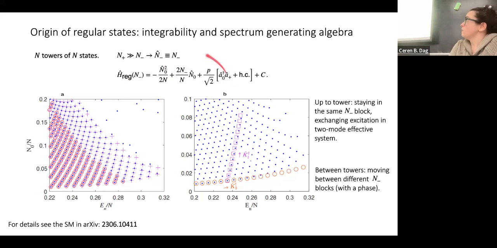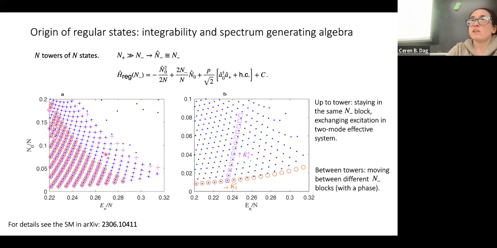So if we diagonalize this Hamiltonian, we actually see these circles here, the red circles, and we can see that this explains the regular states. The regular states are these dots here. Okay, but note that only a few of them can be explained. There are still some of them not explained, and that's because of the finite size effects.